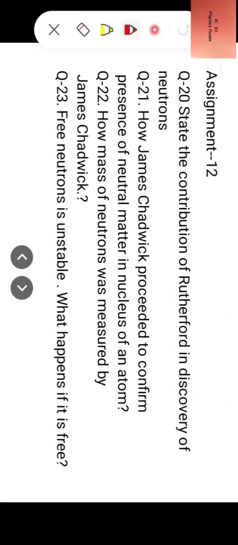Assignment 12 continued. Question number 20: State the contribution of Rutherford in the discovery of neutrons. Question number 21: How did James Chadwick proceed to confirm the presence of neutral matter in the nucleus of an atom? Question number 22: How was the mass of neutrons measured by James Chadwick? Question number 23: A free neutron is unstable. What happens if it is free?